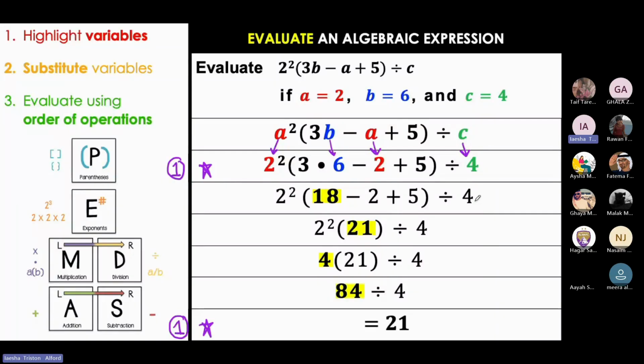Now I'm in this line. From here, I can do 18, subtract 2 plus 5. Okay, change it to positive 21. The next thing that I can do in this line is going to be the exponent. So 2 to the power of 2, I can change it to positive 4. The next thing to do in this line is positive 4 with positive 21 gives me positive 84. The divide 4, I have to bring it down. Then 84 divide 4 gives me positive 21.